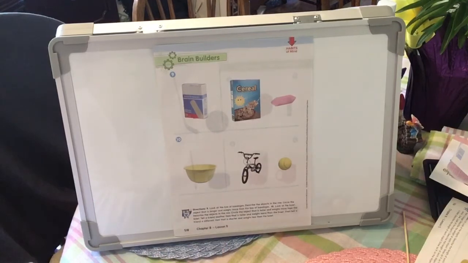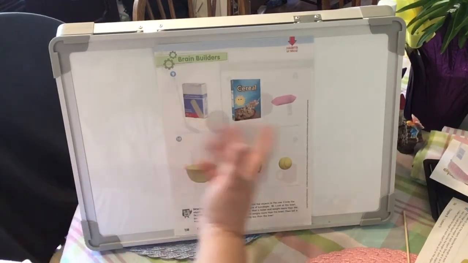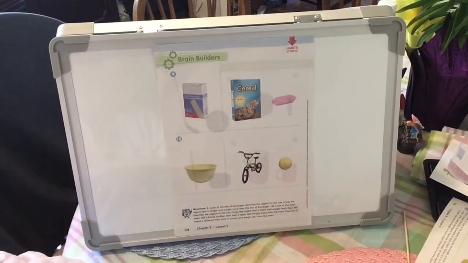And then you can think of other things. What do you think would weigh more than a bowl? What do you think would be taller than a bowl? And the same thing with the bandages. What kind of box or item do you think would be taller than the bandages, or weighs more than the bandages?